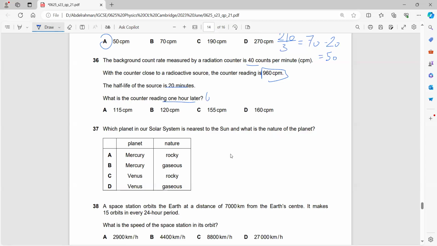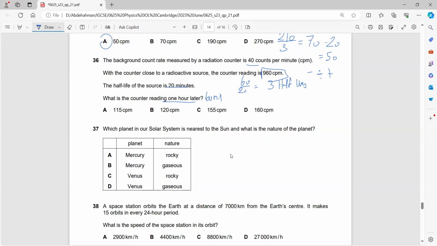1 hour later is 60 minutes. So very simply, 60 divided by 20 minutes means 3 half-lives. So basically, I will divide by 2 3 times. Can I divide 960 by 2 3 times? No. You must minus the background. Okay, all you have to do is minus, divide, plus. So you have to minus the background radiation, and then you keep on dividing. In this case, you will divide by 2 3 times, and then you add the background radiation again.